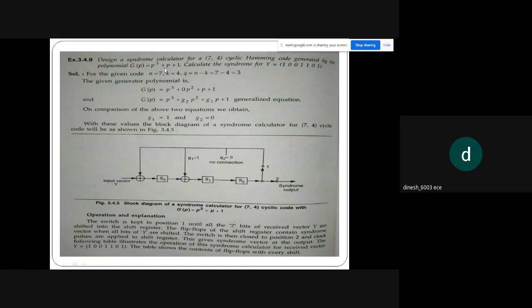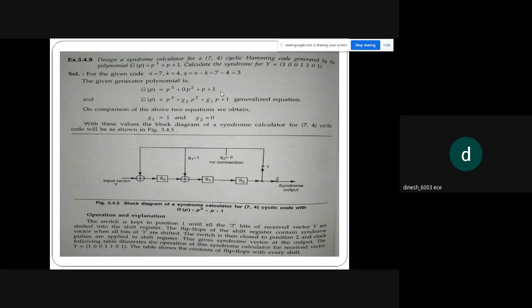So what is left out is p power 2. So in p power 2, we should substitute 0. So g of p is p power 3 plus 0 p power 2 plus p plus p power 1 plus 1. So now compare this with the generalized equation, which we are familiar with, that we had done in the last class.